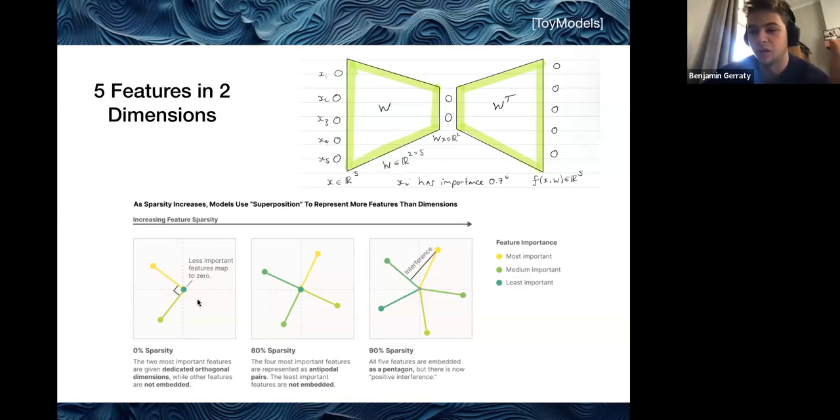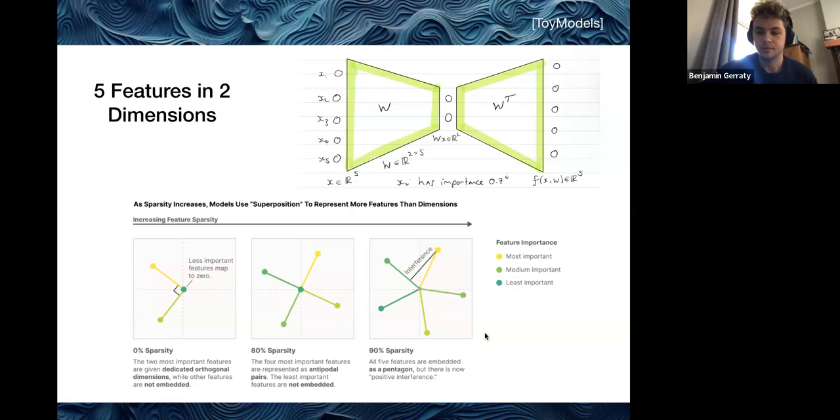And it just is happy to ignore the least important because it's not worth it from the point of view of the loss. Once the sparsity gets quite high, around 80%, it then tries to embed 4 features. It still embeds the 2 most important orthogonally, and then it's happy to put the other 2 into the same local subspace of this line and this line. There will be some risk if these 2 appear in the same vector, but it's happy to pay that risk because they're sparse. And then again, as you increase the sparsity even more, it tries to shove even more in, like a pentagon. But as you can see now, every single feature has a non-zero dot product with every other feature.